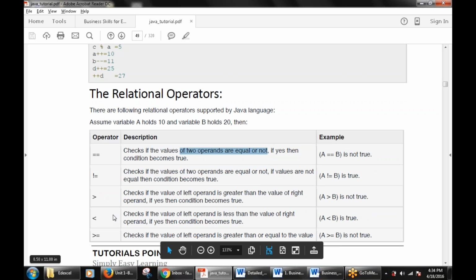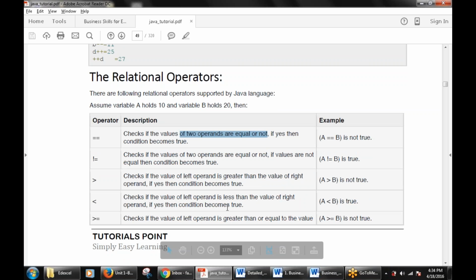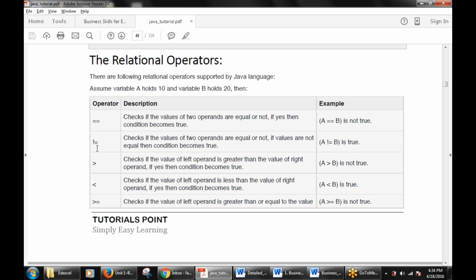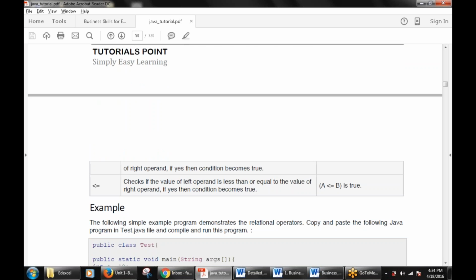Then if the left hand operand is greater than the right hand operand, the condition is true. And if the value of the left hand operand is less than the value of the right hand operand, then the output is true. Then there is greater than or equals to, and less than or equals to. So these are double equals to, not equals to, less than, and greater than, where the left operand is greater than the right operand.